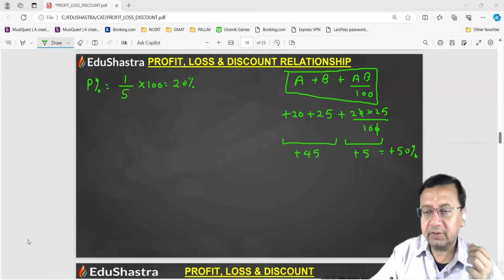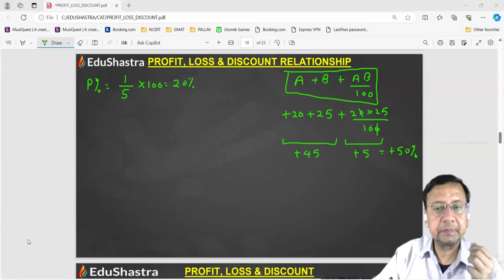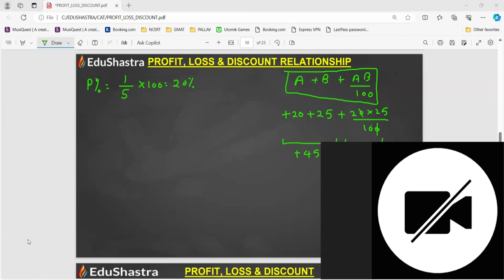Any other question? Any other query? No, sir. Okay. So I have a question, like how will you get to know this formula is going to be used in the sum, or how are we supposed to know about the formula?